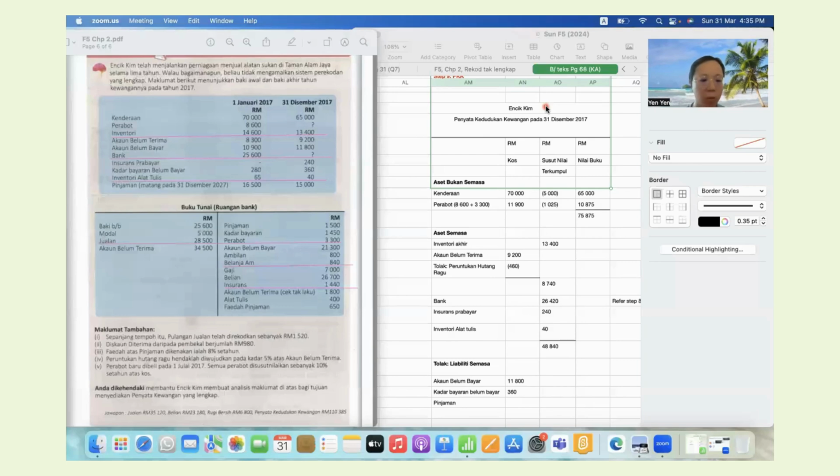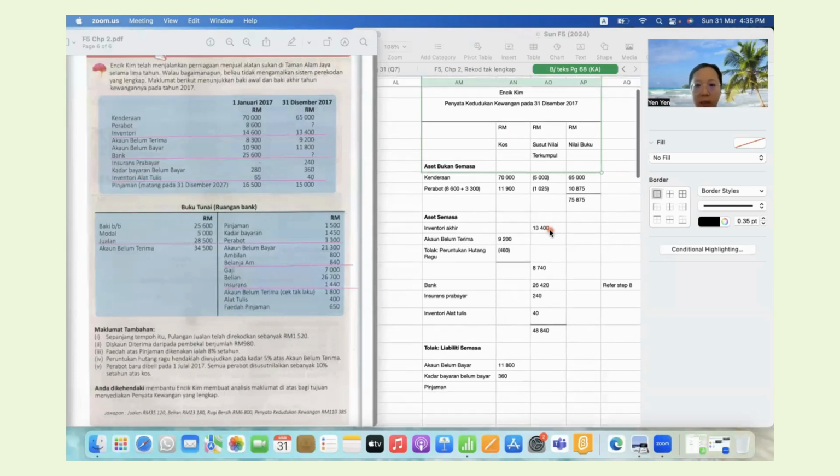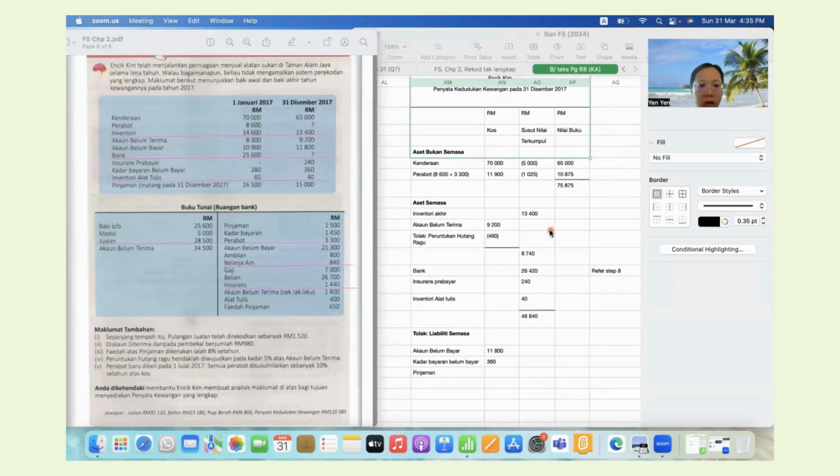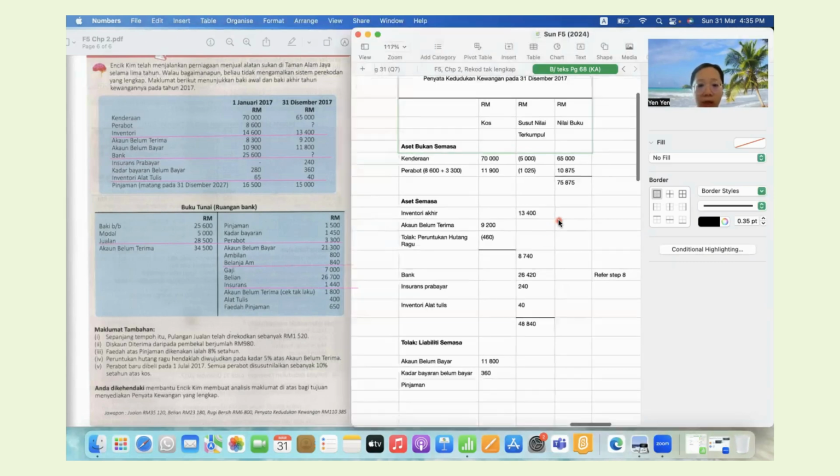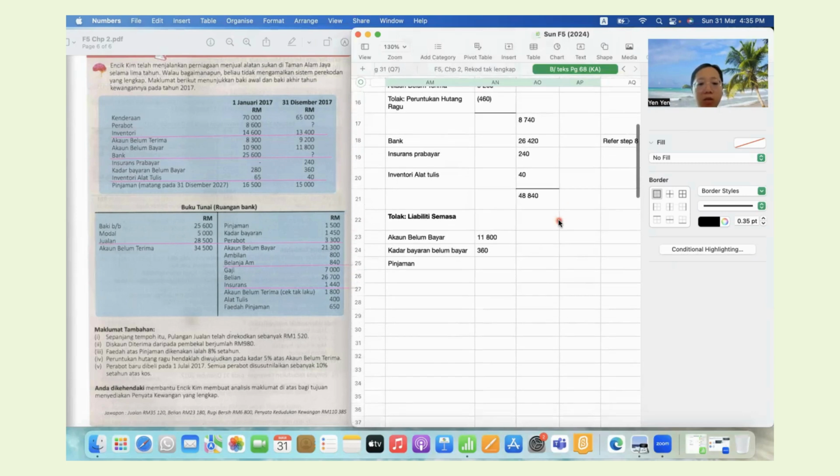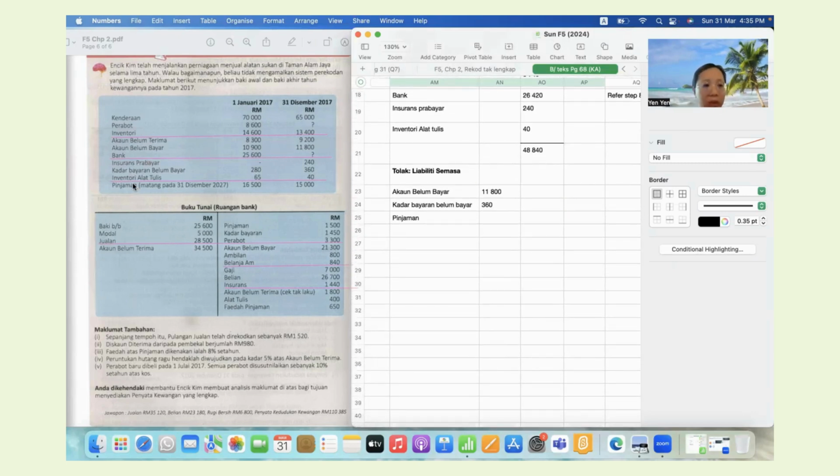I will complete the question by today. Please focus for this one. For the PKK, because last week teacher already informed you. Previously in Form 4 you learned pinjaman, yes, it's true. It is under LBS, isn't it? Liability bukan semasa, right?